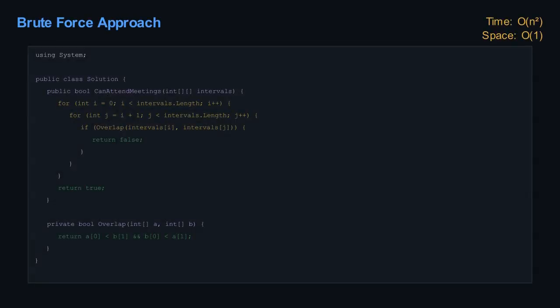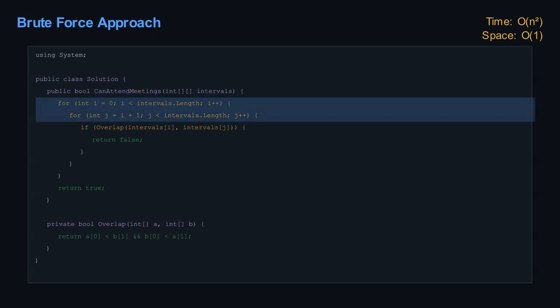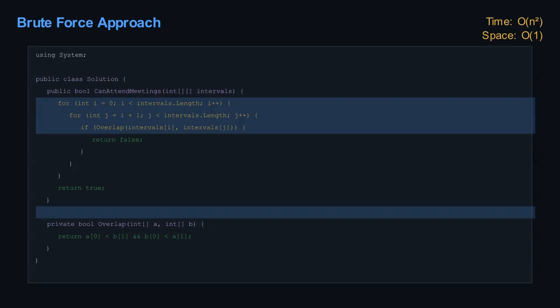The most intuitive way to solve this is to compare every single meeting with every other meeting using nested loops. We would pick one interval and check it against all remaining intervals to see if their start and end times overlap. While this works, it's incredibly inefficient with a time complexity of O(n squared). As your calendar grows, the number of comparisons explodes, making this approach far too slow for production-scale data.